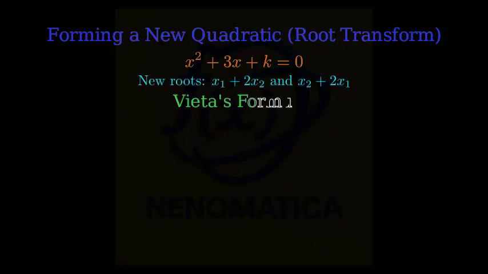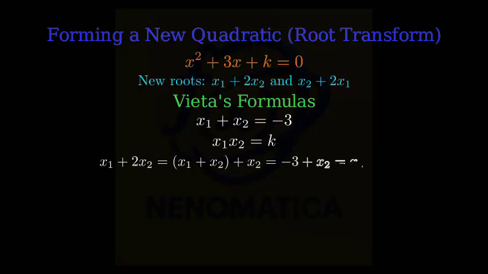Step 1. Use Vieta's formulas for a monic quadratic. The sum of the roots x1 plus x2 equals -3, and the product x1 times x2 equals k. Step 2. Express each new root using the known sum. x1 plus x2 equals -3.